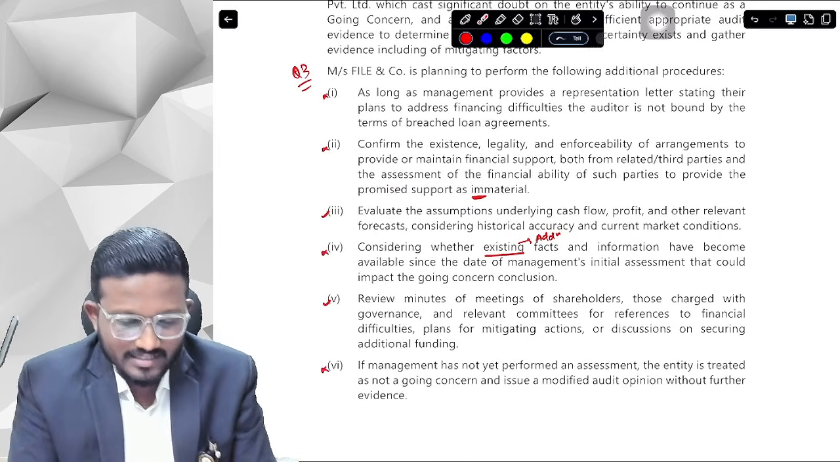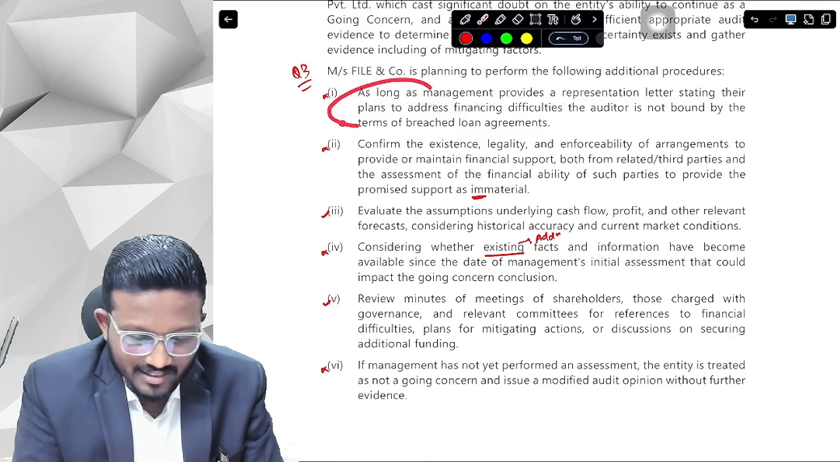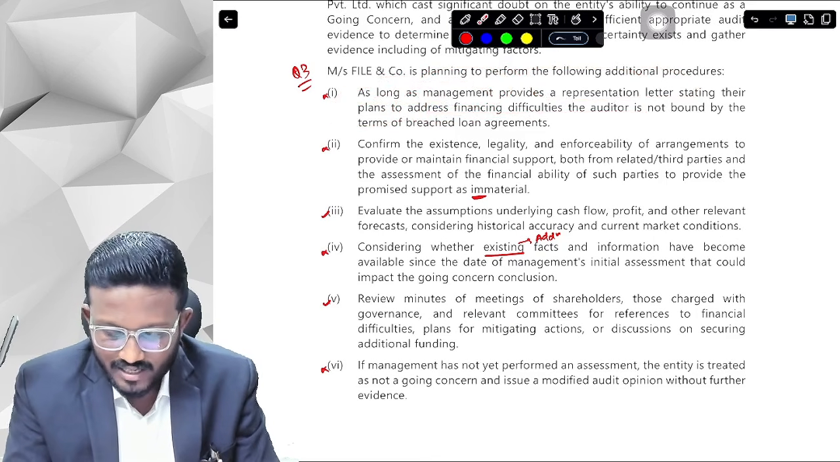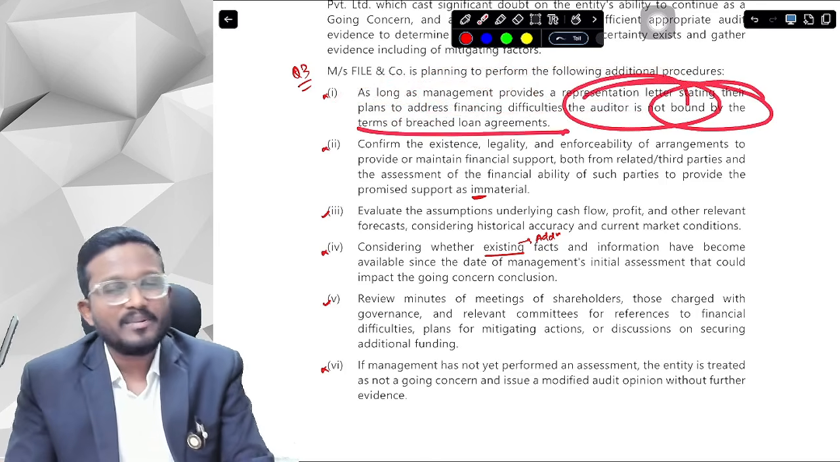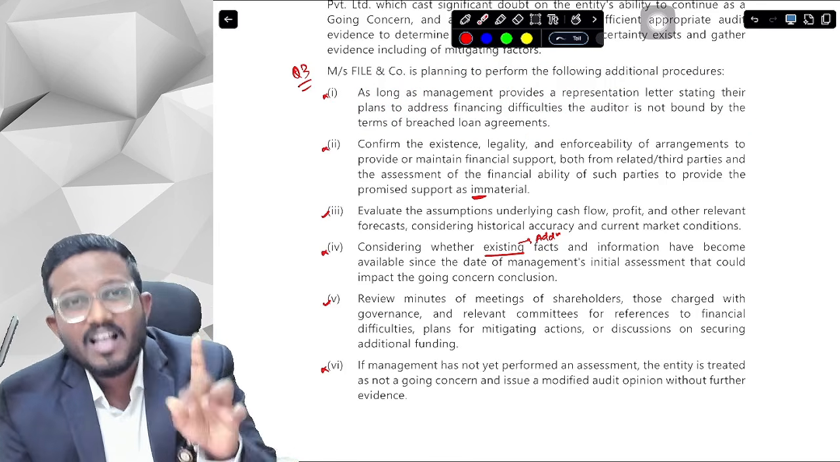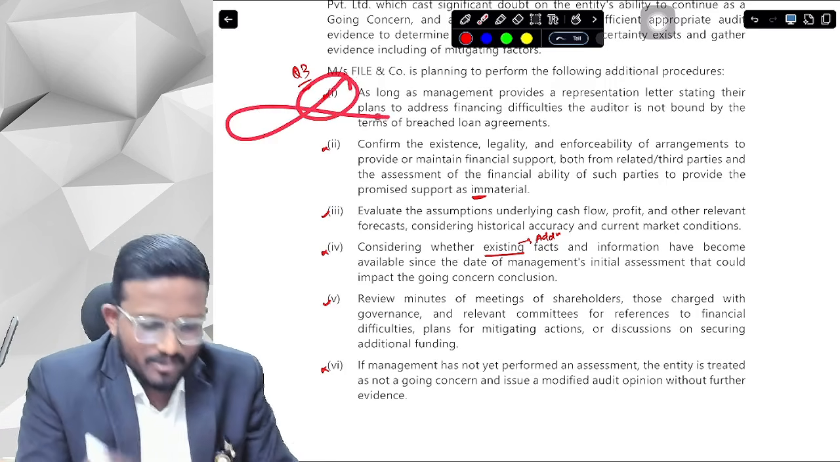So first of all, it says that as long as management provides a representation letter that says that they are addressing the going concern issues, the financial difficulties, the auditor is not bound by the terms of breached loan agreements. The auditor should not care about the breached loan agreements. This is very wrong, because we cannot just rely on written representation. So this particular additional procedure is not correct.